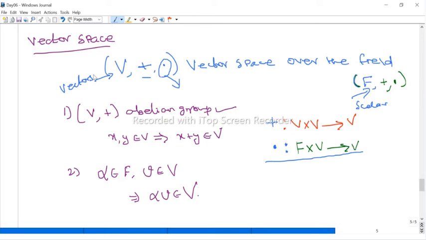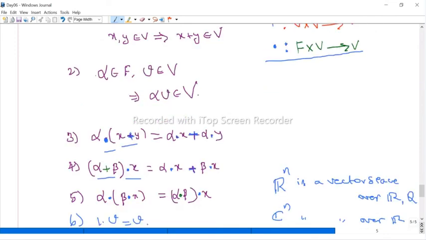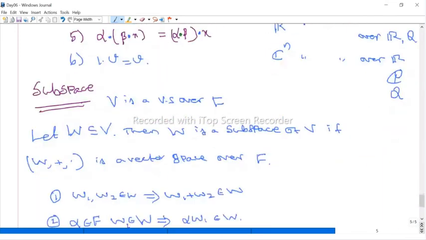But we can add two scalars and multiply two scalars, because in the field we have the usual addition and we have a multiplication there. So there we can define addition and multiplication. We can add two scalars, we can multiply two scalars. But in a vector space, we can add two vectors, but we cannot multiply two vectors. But we can multiply one scalar and one vector. That is called scalar multiplication.